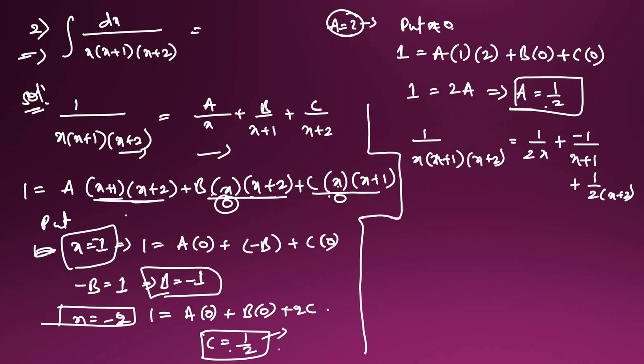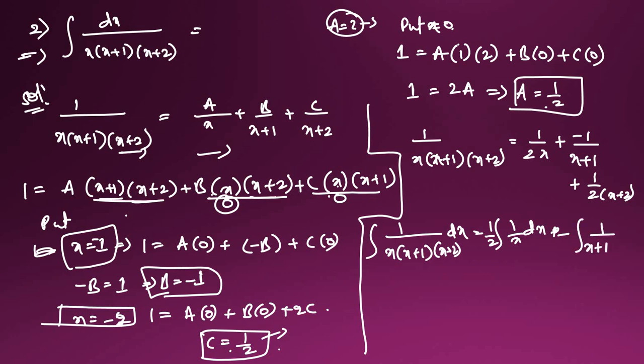Now what do we have to do again here? We have to take integration of both sides. So integral of 1 by x into x plus 1 into x plus 2 dx equals integral of 1 by 2 into 1 by x dx, plus here minus, not plus, integral of 1 by x plus 1 dx, and plus 1 by 2 into integral of 1 by x plus 2 dx will come.